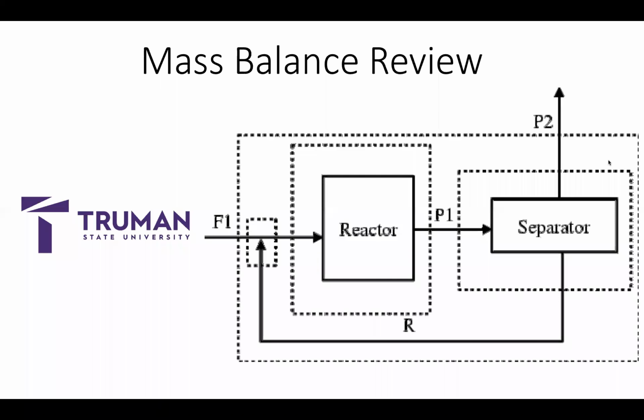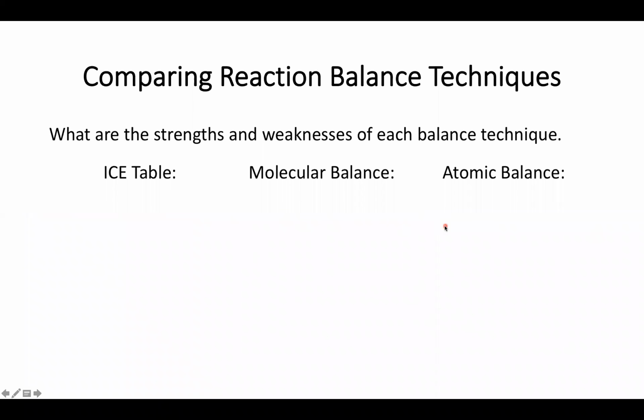Now, what I wanted to go ahead and talk about is that we've got three major techniques that we can use to describe a reactive chemical system. We have our good old friend from chemistry, the ice table, molecular balance, and atomic balance. Now, I want to go through the strengths and weaknesses for each of these.